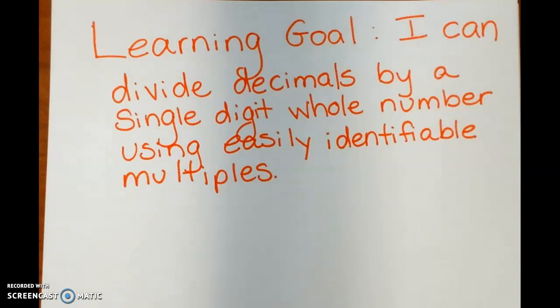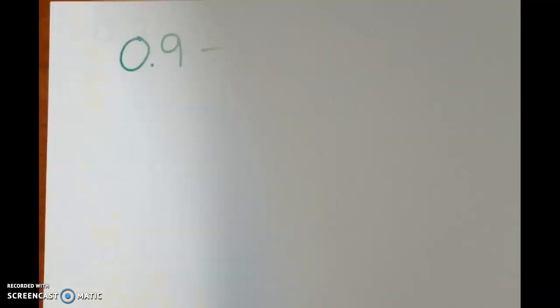Easily identifiable multiples. Well, let's think about it. When we're skip counting 5, 10, 15, 20, we're using multiples of 5. If we say 2, 4, 6, 8, we're using multiples of 2. So all we're going to do is use those kinds of patterns to help us divide our decimal numbers. Okay, so that's our learning goal.